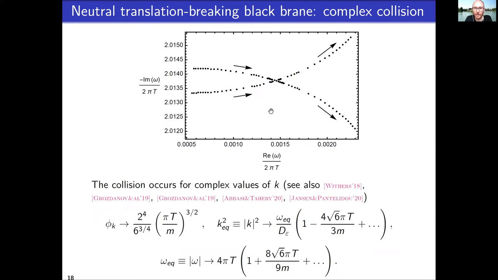Instead, the collision happens as a function of complex momentum. And this is what is displayed on this plot. So this is the imaginary part of omega on the vertical axis, and now the real part of omega on the horizontal axis as a function of complex momentum. Here, what we do is we fix the phase to some critical value, and then we vary the modulus. And you see that when we do that, the poles collide.